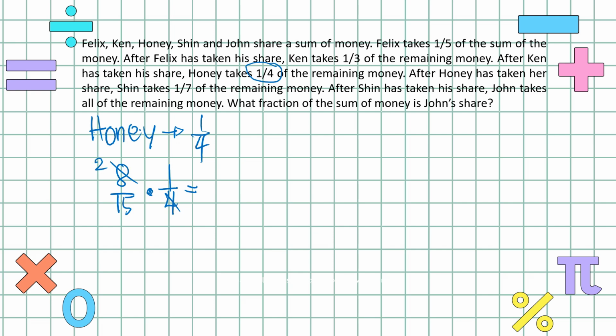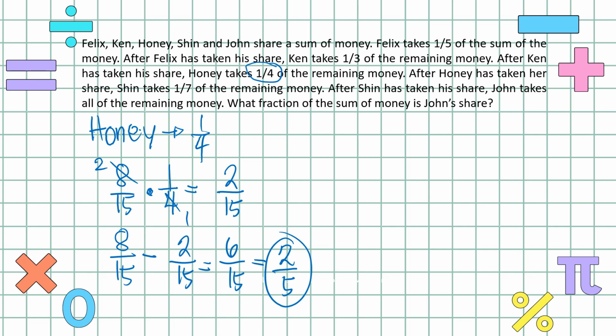And this becomes 2, this becomes 1, and 2 times 1 is 2, 15 times 1 is 15. So 2/15 is the fraction representing the share of Hani, and 8/15 subtracted by 2/15 becomes 6/15, or 2/5. So 2/5 now is the fraction representing the remaining money after Hani took her share.